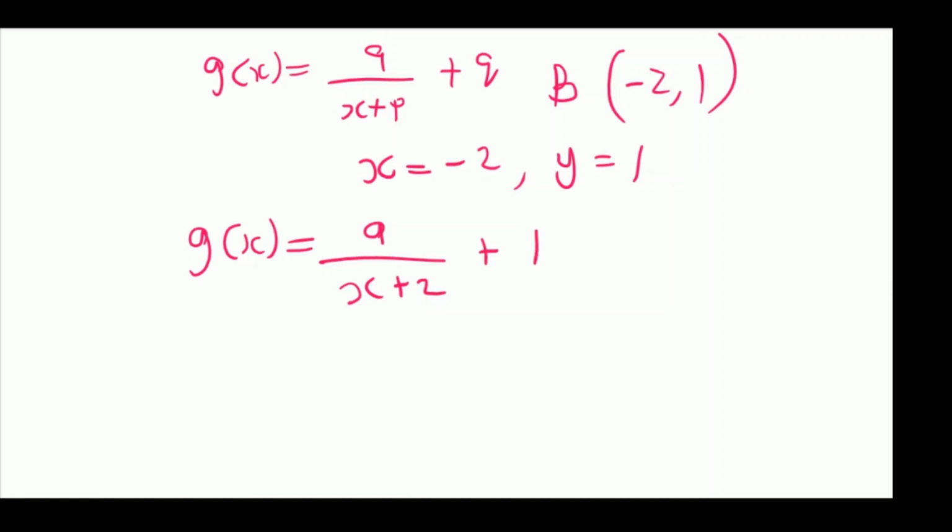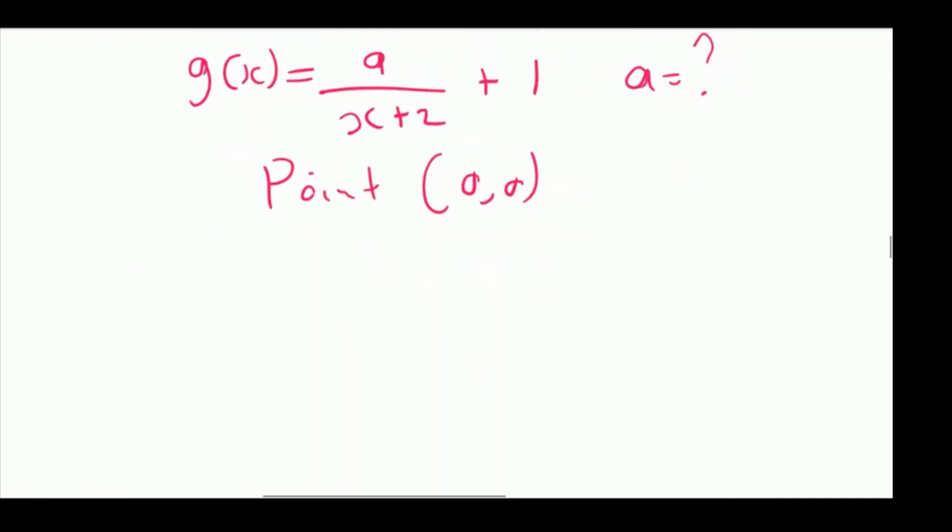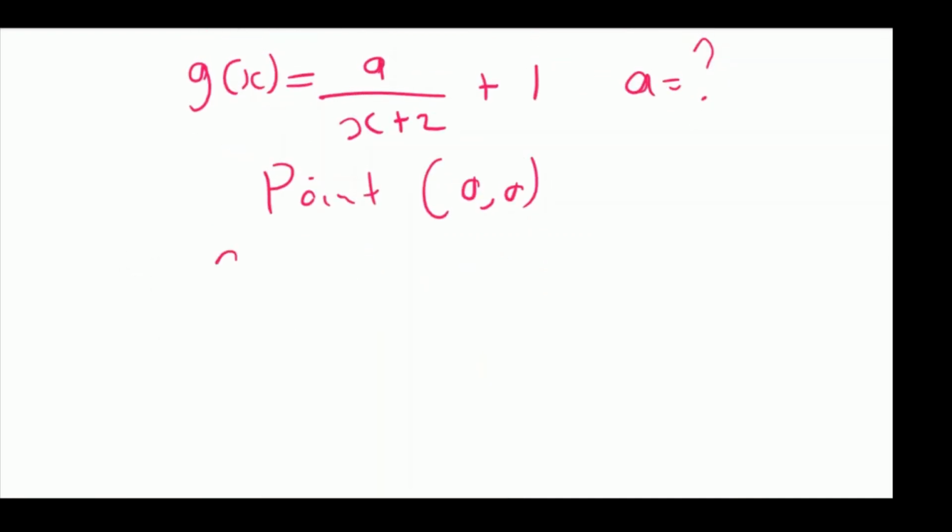So this is our graph, but it's not complete since we don't know the value of a. So we need to substitute a point to really find the value of a. Remember that our graph passes through the origin, 0 and 0. So you're going to substitute that point of 0 and 0. So it's going to be 0 equals our a value over 0 plus 2, plus 1.